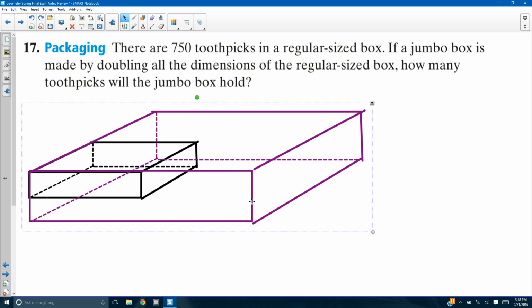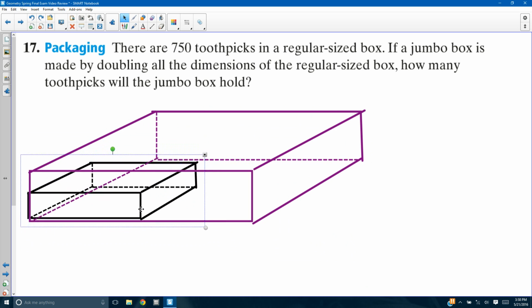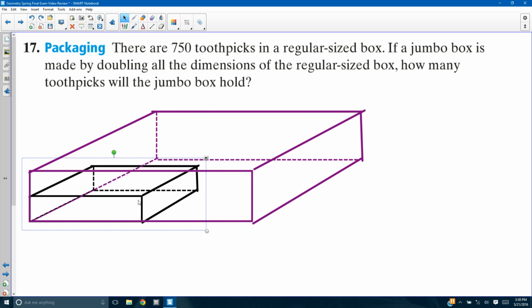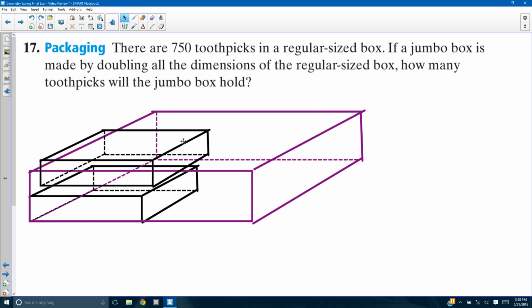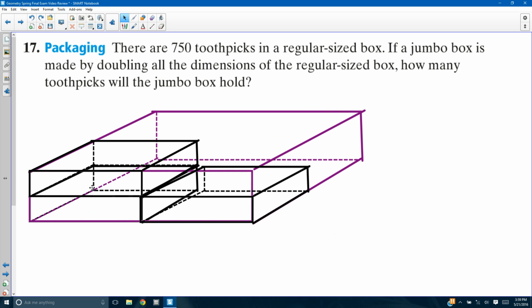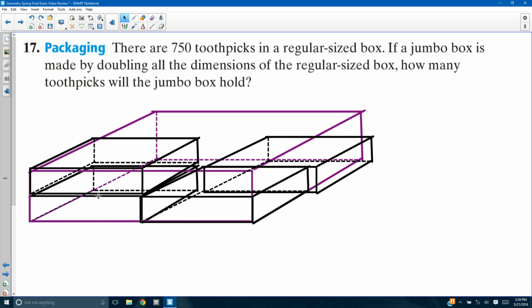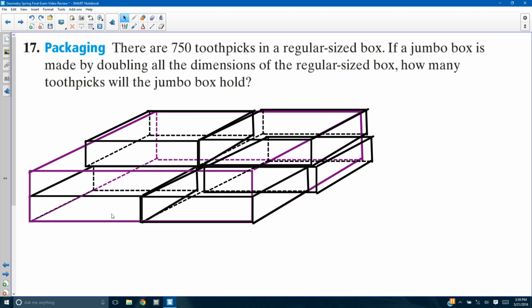Now, as I grow this thing, the Smart Notebook program knows how to grow similarly. So it grew in every direction twice as much. So the question that I want to ask you is, how many of these can fit in one of these? And the answer is, you're probably looking at it now. You're like, ooh, I know. I know you know. But let me keep playing with this.